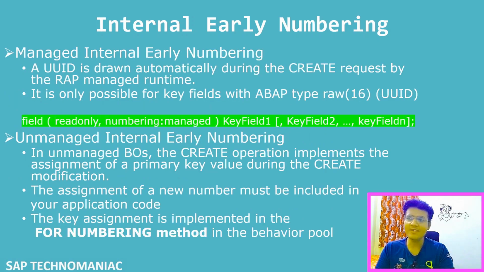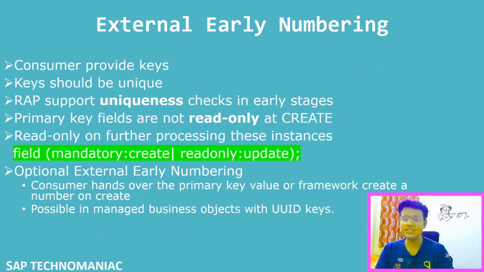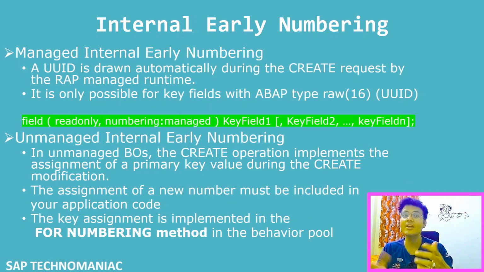Then we have internal early numbering. The external early numbering is what we are using currently in our application as well, but it is not that controlled. If we want to have some control, then we have to implement internal early numbering. Again, this internal early numbering is divided into two parts: managed and unmanaged.